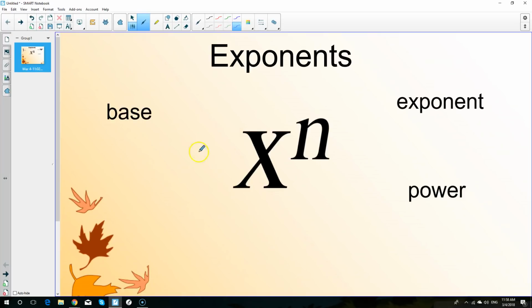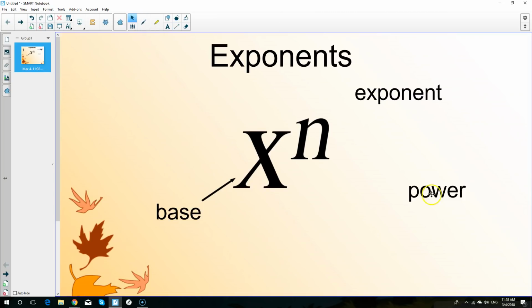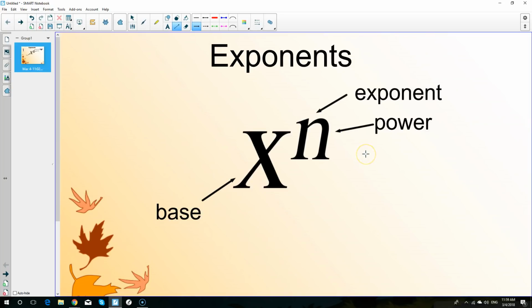What we call the base. Base is actually the x itself. So that could be like a 2 over there, but if it's a 2, then 2 is your base. And then the number attached to it, we can either call it exponents, or sometimes we'll call it power. They are both referring to the same thing.